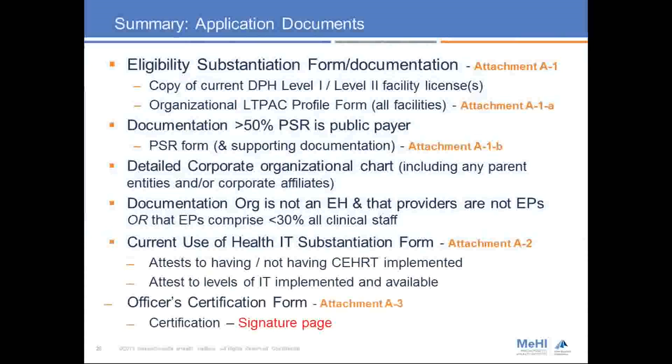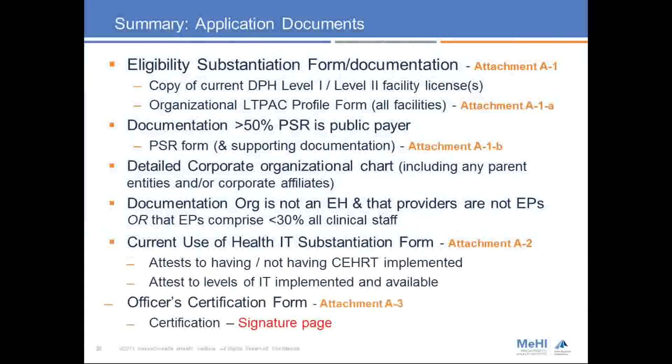The next 2 slides summarize what we've talked about. Eligibility criteria substantiation documentation required to be submitted with an application includes a copy of a currently valid Level 1 or Level 2 license for long-term care facility or unit granted by the Mass Department of Public Health. It's attachment A1. An organizational long-term post-acute care profile form, attachment A1A. Patient service revenue documentation substantiating that greater than 50% of patient service revenue, that's for all 4 levels, DPH license levels 1, 2, 3, and 4, is public payer.